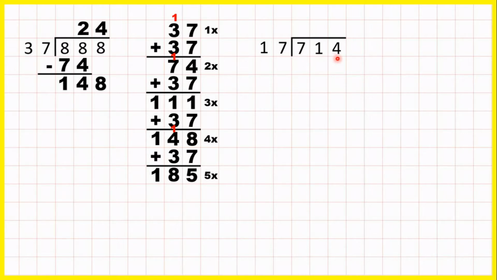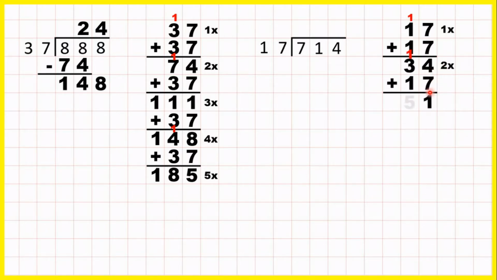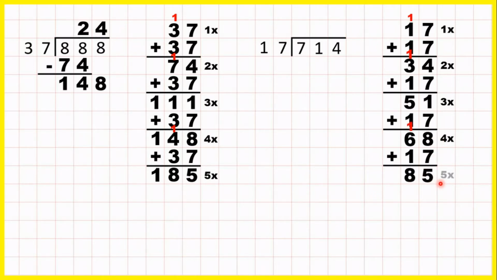Now 714 divided by 17. So we need our 17 times table. 17 is 1 times, add another 17, and that gives us 2 times. Another 17, we know that 51 is 3 times, add another 17, 68 is 4 times, and add another 17, we get 85 for 5 times 17. And we can be fairly confident that we haven't made any mistake in our calculation, because remember, 5 times always ends in a 0 or a 5, and 85 ends in a 5.